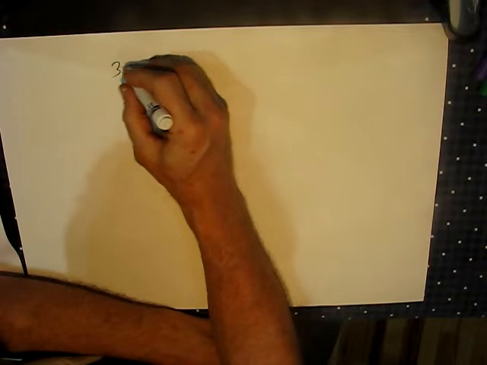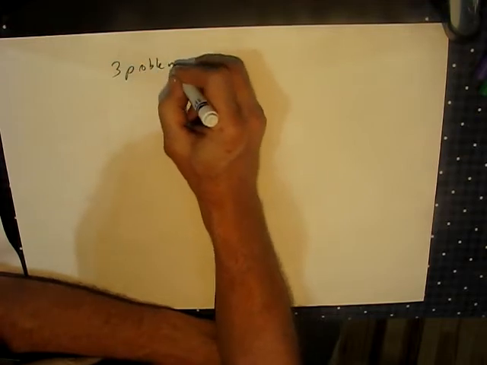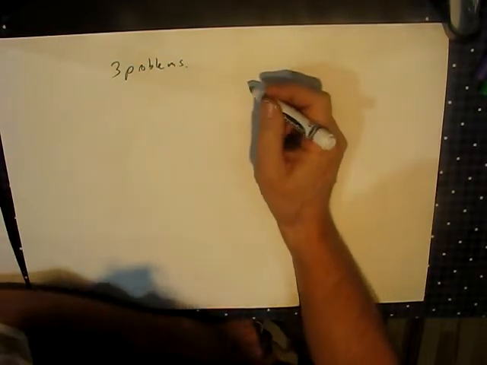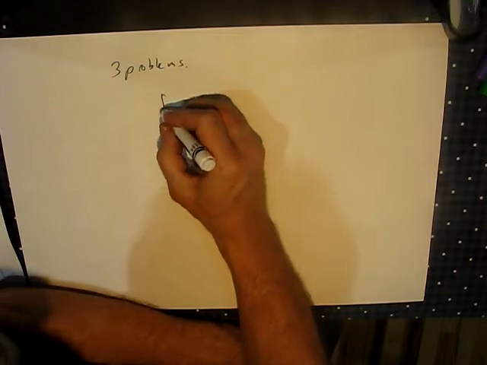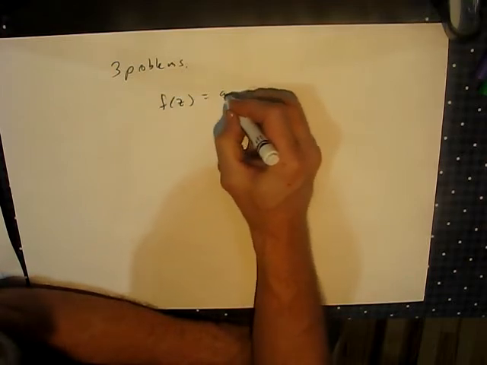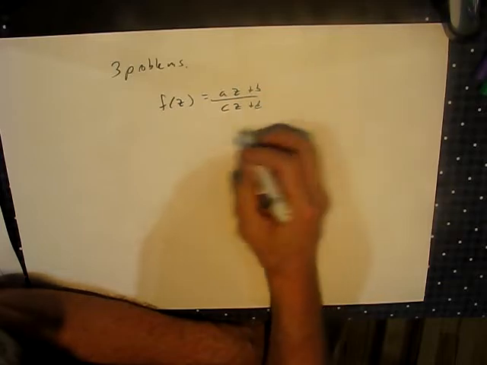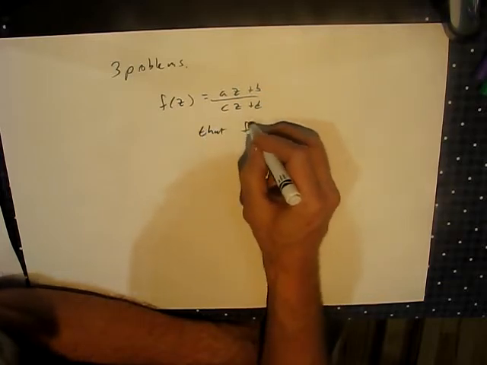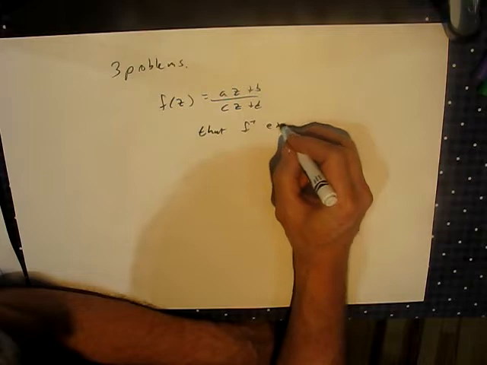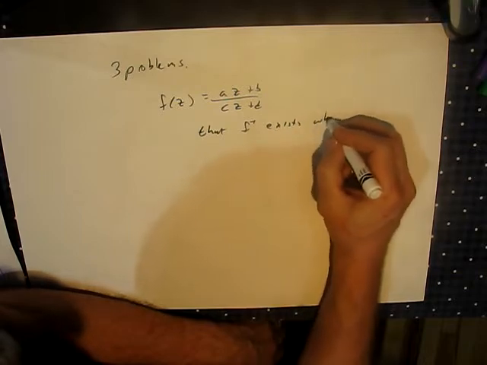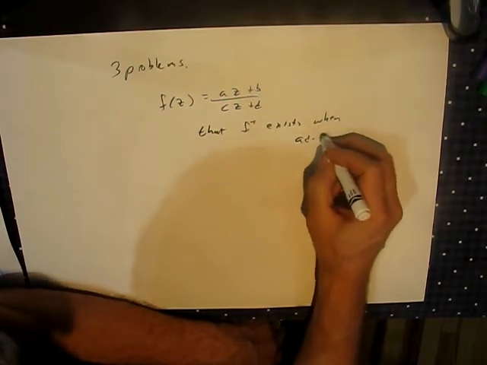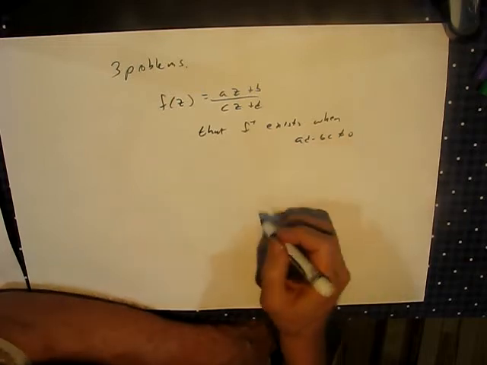Now, the three problems, which we attach to the PDF that you get to do. First is to show that if f of z is equal to (az plus b) over (cz plus d), then f inverse exists when ad minus bc is not 0.